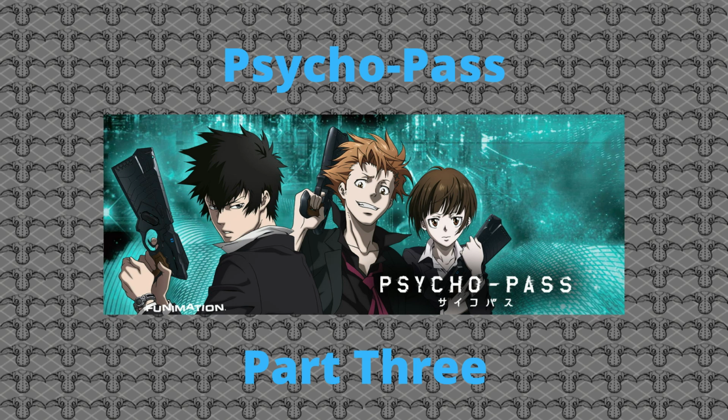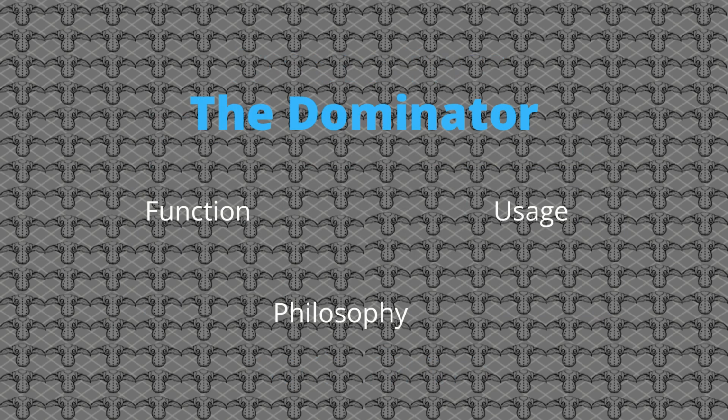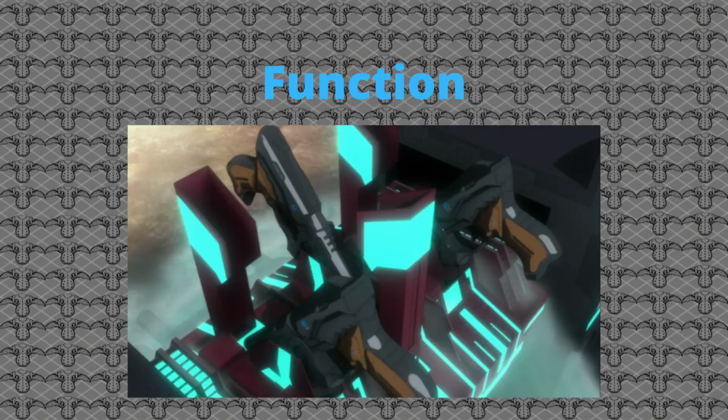So today, when we talk about the Dominator, we are going to be talking about 3 different areas. We're going to talk about the function of the Dominator. We're going to talk about the usage of it, so how it gets used in the series. And we're going to talk about the philosophy behind the Dominator. These 3 things hopefully will enlighten the ideas of in what ways it relates to current world psychology and crime, but also where this comes from in an academic sense, in a fictional sense, right? So let's talk about the function of the Dominator.